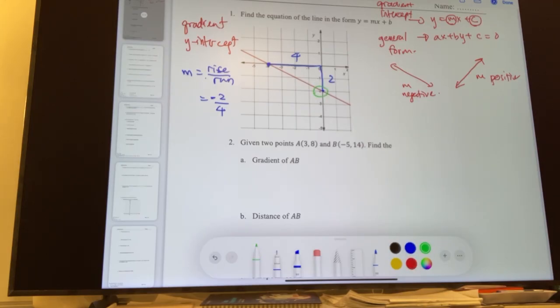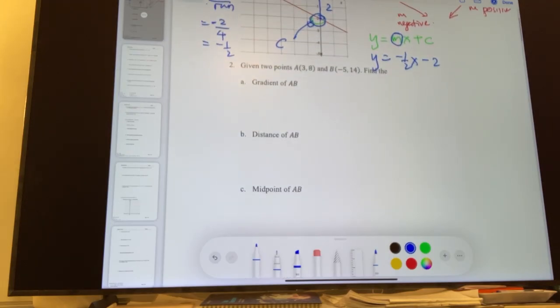So you can write your equation using y equal to mx plus c. You know the m is minus a half. So y equals minus a half x, and your c is minus 2 because of that point. This one is your c, the y-intercept. That is the first type.